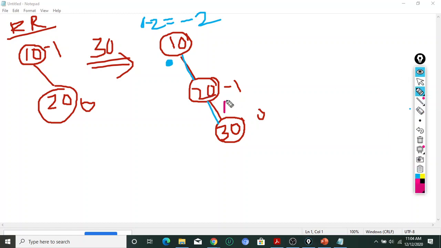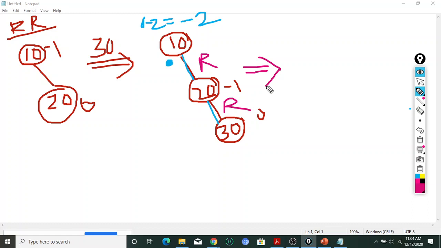This is R, this is R. Okay, so I have inserted a node in the right subtree of the root node. Root node means the imbalanced node. So where the particular node is imbalanced, this rotation is called RR rotation, right? This is called RR imbalance. So what will happen? We will perform some rotation, and that rotation is called RR rotation.